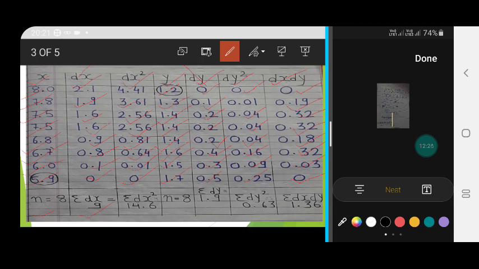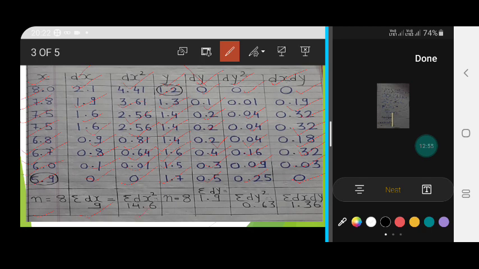Then we have the column of dx square. Okay, again we have to take the summation of this column. So what we are going to do? We are going to do 4.41 plus 3.61 plus 2.56, again plus 2.56, then plus 0.81 plus 0.64 plus 0.01, then plus 0. So we will get 14.6. So we will say summation dx square is equals to 14.6.